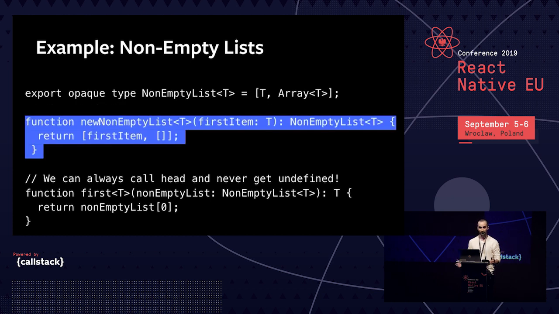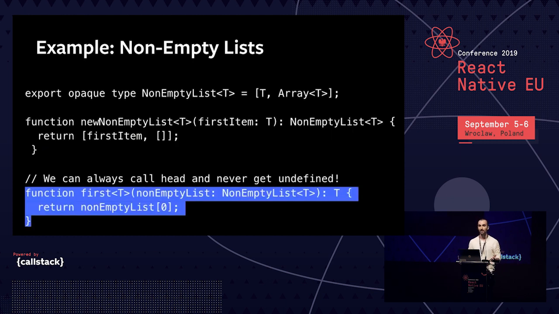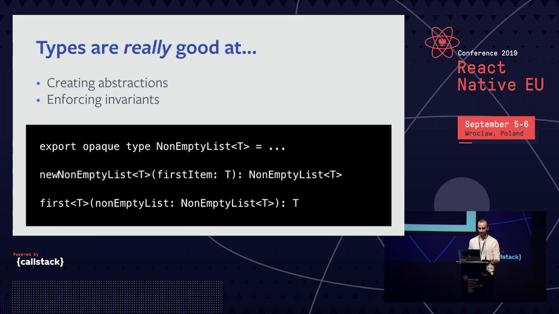So other than defining the data type, I need to give you a way to create it. And so to create a non-empty list, all you have to do is supply the first element. And then here's an example way that you can manipulate the data: grabbing the first element of the non-empty list. We always know it's not going to be undefined because by definition the list is not empty. I guess it could be undefined if you're storing a list of undefined, but that's a weird use case.